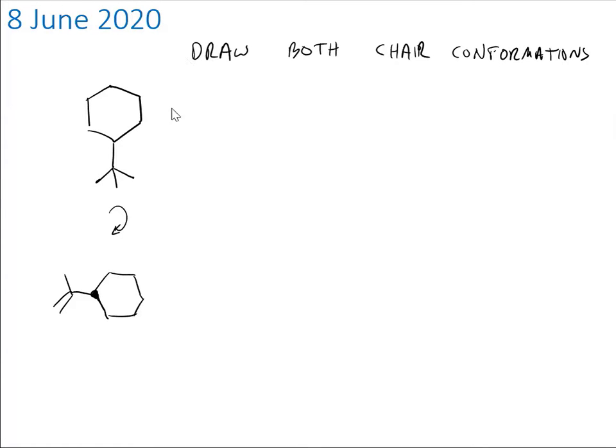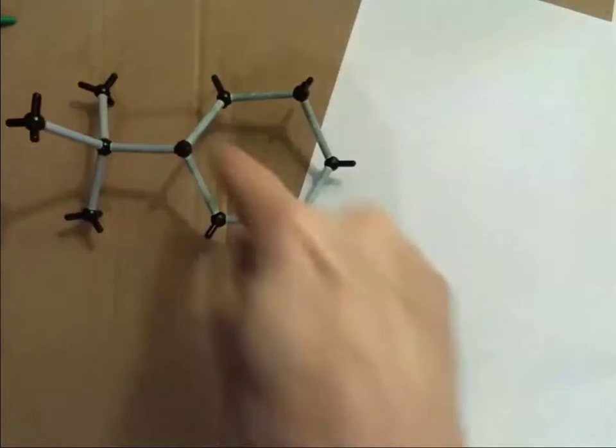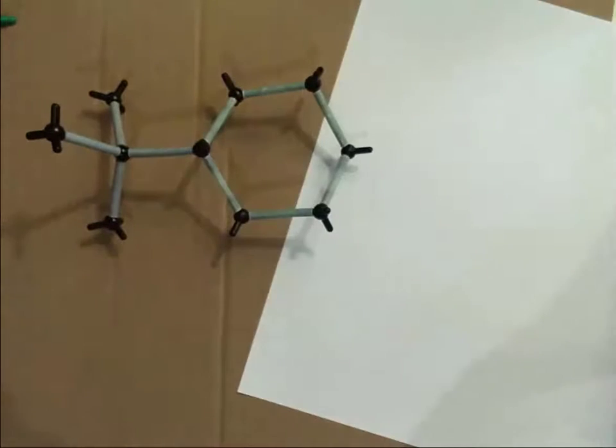So we're going to practice drawing chair conformations for tert-butyl cyclohexane. And just so that we're all drawing the same picture, let's turn that tert-butyl cyclohexane ring such that the tert-butyl group is facing the left. Actually, easier to just do the drawing here as well. I'm going to put a model on the screen. So this is our flat version of the cyclohexane ring with the green bonds.